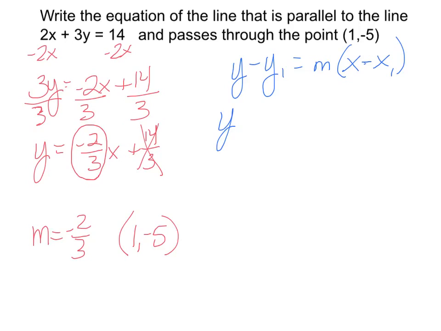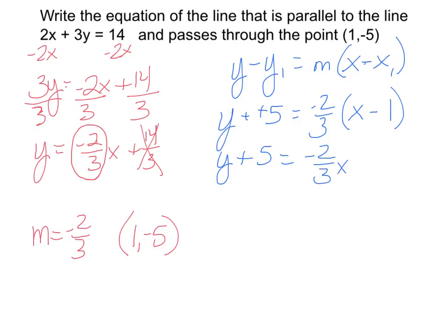So this will be y minus the y value of my point equals negative 2/3, and then x minus the x value of my point. Change that to plus plus. Distribute your negative 2/3. That's going to become a plus 2/3. And then move your 5 to the other side.